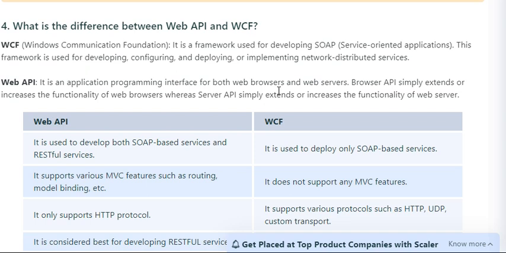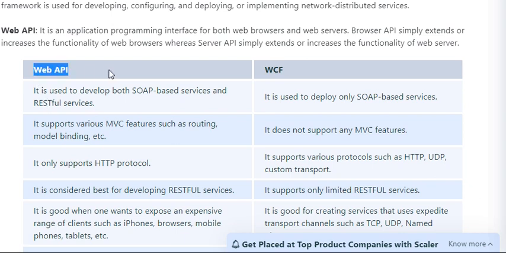This framework is used for developing, configuring, and deploying or implementing network distributed services. Web API is an application programming interface for both web browsers and web servers. Browser API simply extends or increases the functionality of web browsers, whereas server API simply extends or increases the functionality of web servers.